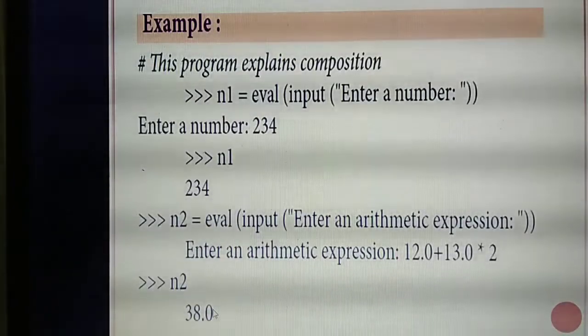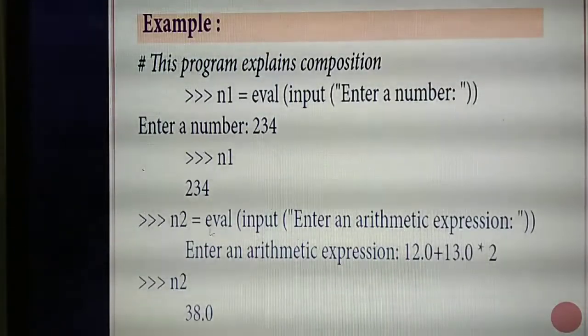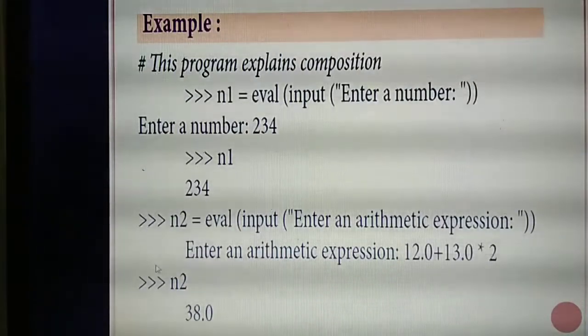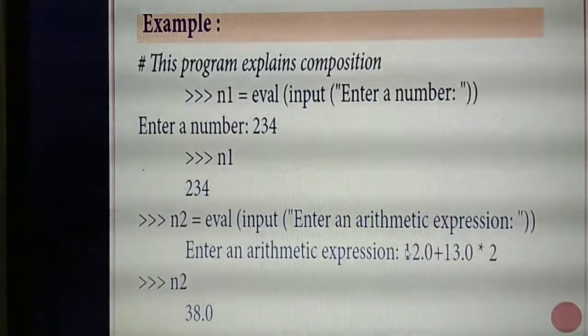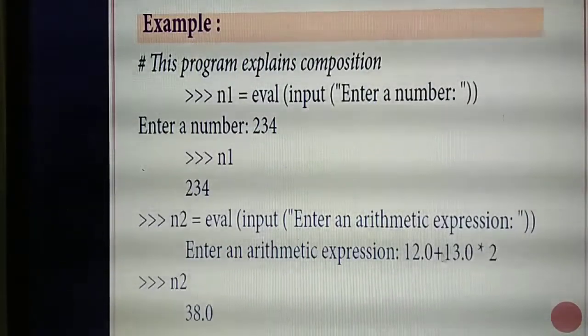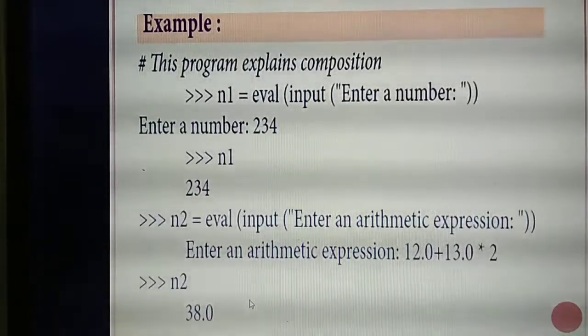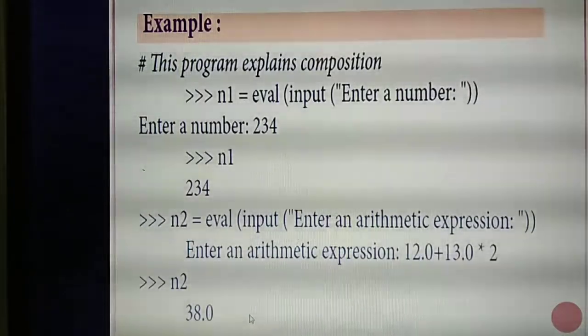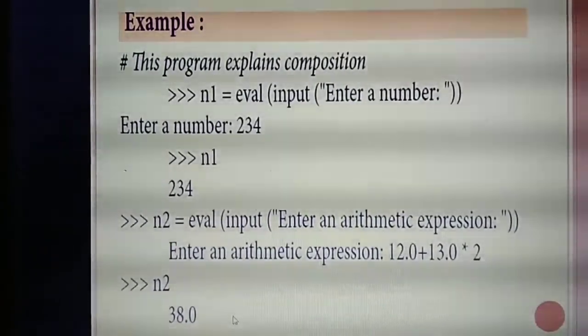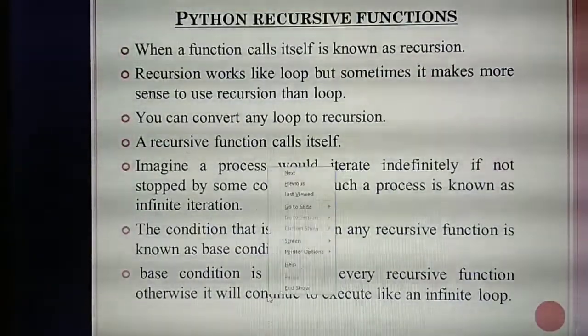Understand? Similarly, for multiplication you need to write. First one, n1 you write. Next one, n2 equal to eval of input, enter an arithmetic expression. What output will you get? Enter an arithmetic expression. In this place you need to multiply two numbers, a into b, like 5 into 2. What output will you get? 10. Understand what I am telling? So this is the homework for you. This is a one line program. Two programs I asked you to write. One more program I will give.